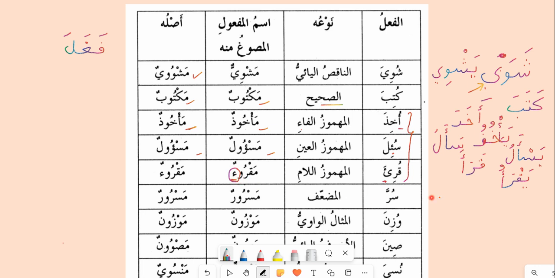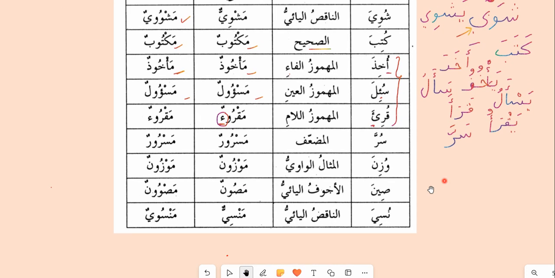Maqru'un. Surra comes from sarra. Now we come to doubled letters, where in the verb you have overlapping letters. That's why it is called mud'af, means doubled letters. So we follow the same original scale, masrurun. And now let's see the rest of the verbs.